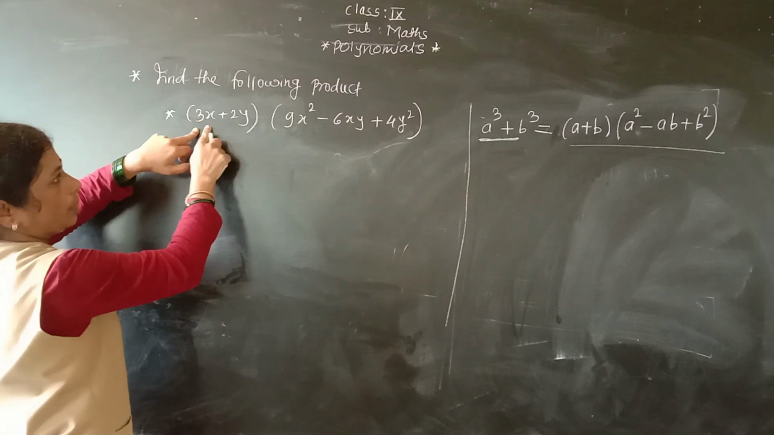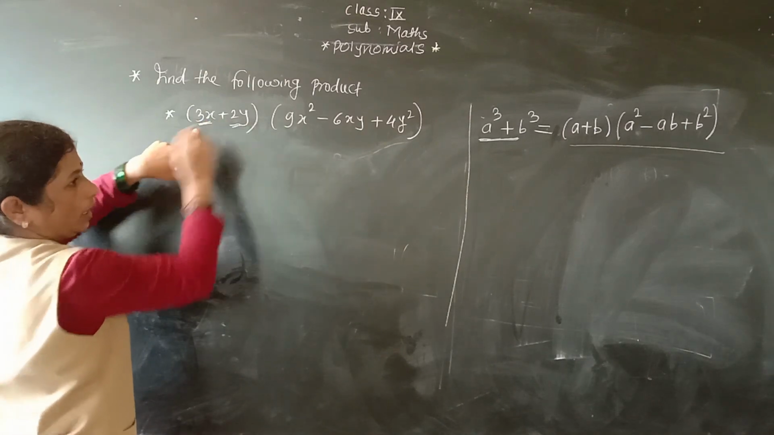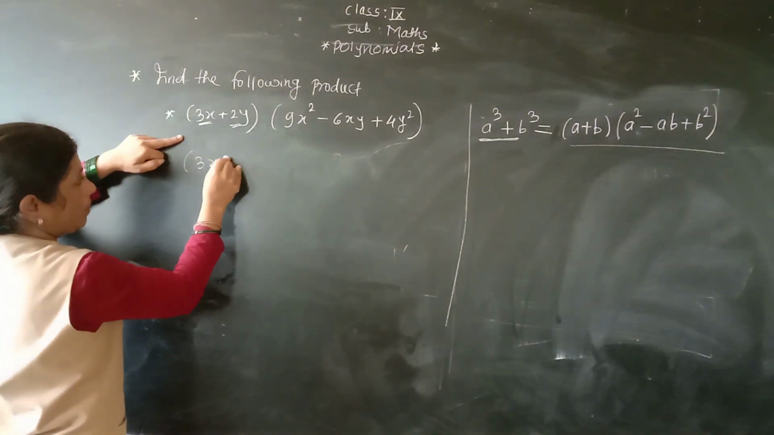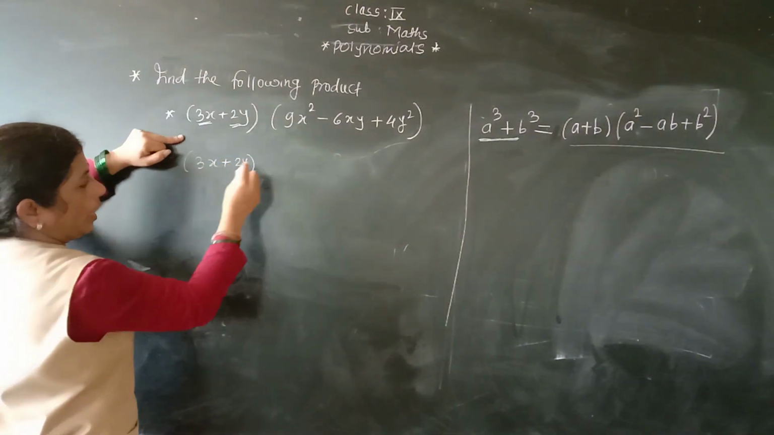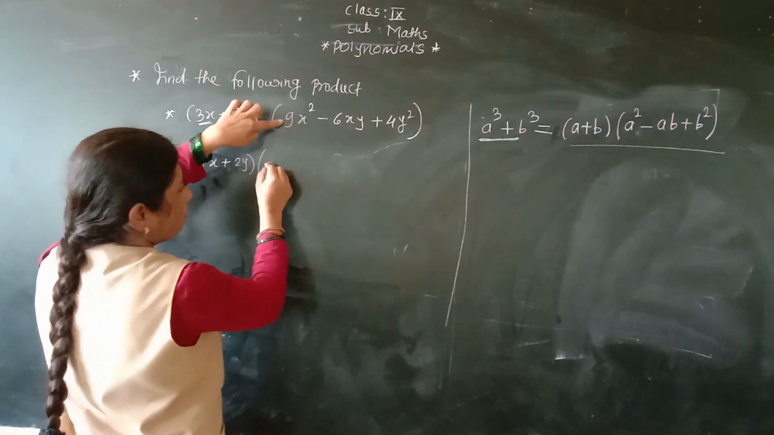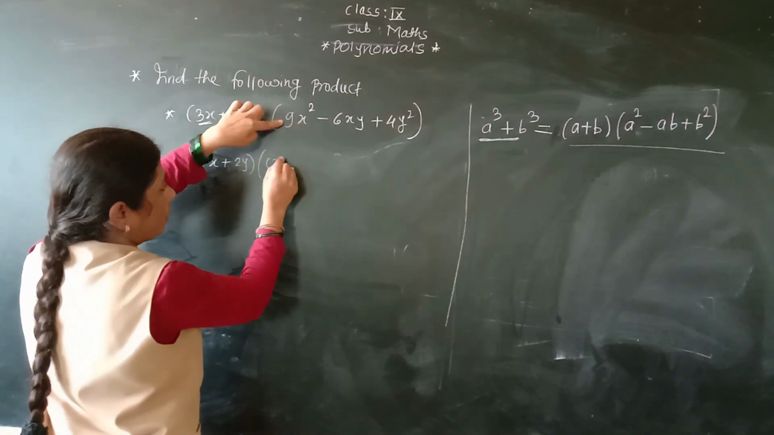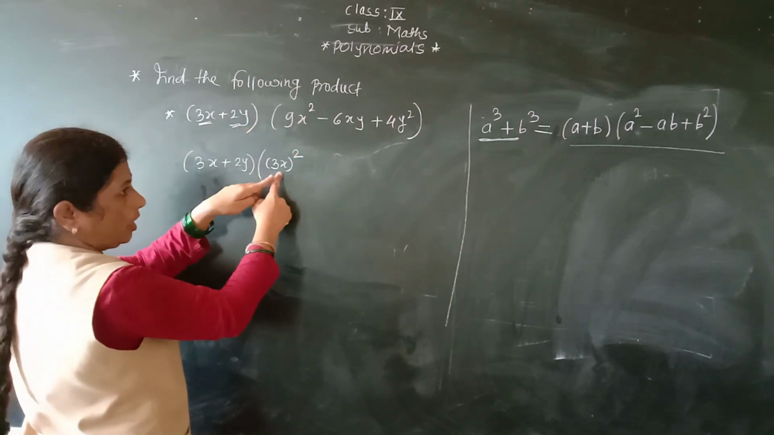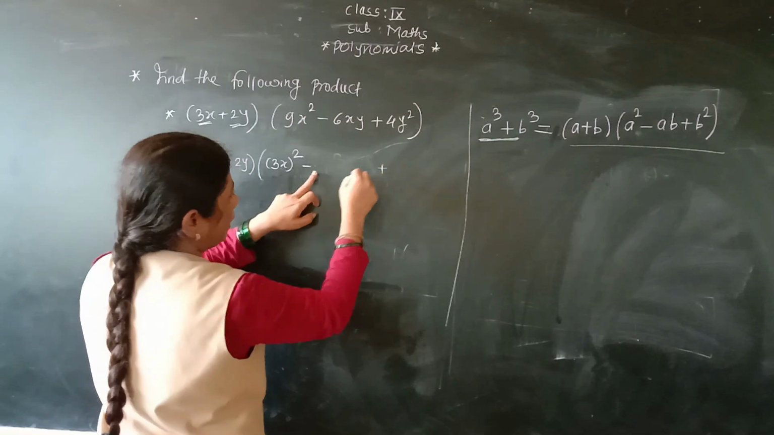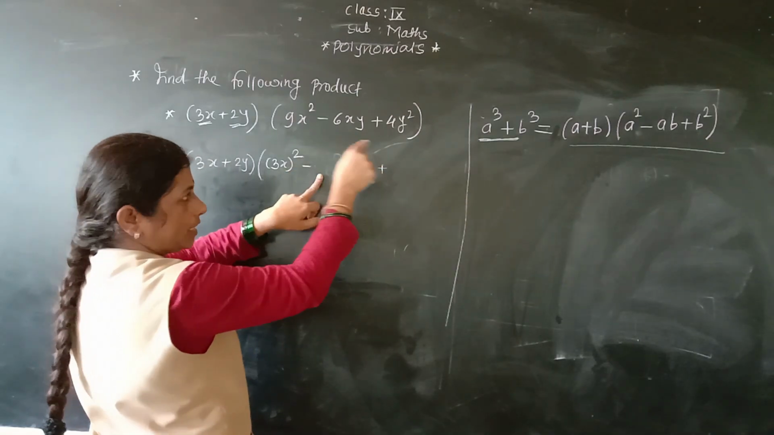It is given into this first bracket. This is your A and this is your B. So here 3x plus 2y, and in the second bracket we will write down 9x square, that is the square of 3x. So 3x square means this is your A square minus, and here we will keep the sign as it is, B square.